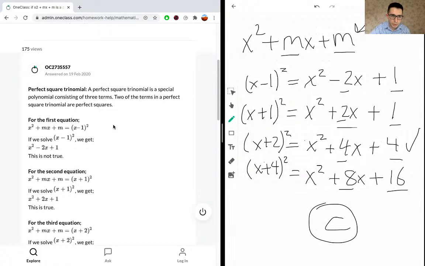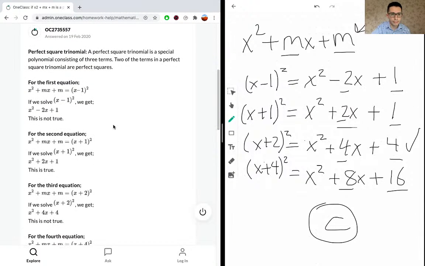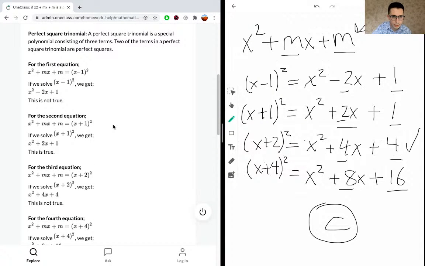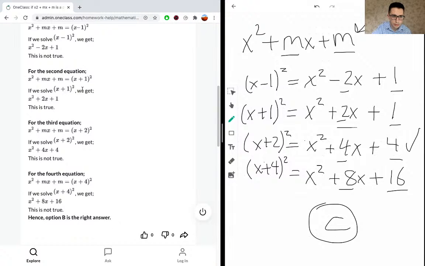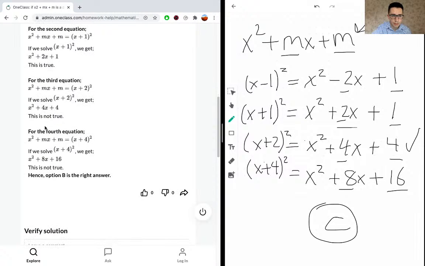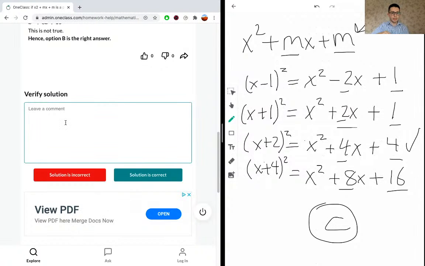So they give you here in their solution, the student gives the definition for the perfect square trinomial. They go through each step, so they say A is incorrect, say B is correct. So here where they get x squared plus 2x plus 1, they get the same output as us, but for some reason they say it's true. And then C is not true. So C here is the correct answer, and the solution provided is incorrect.